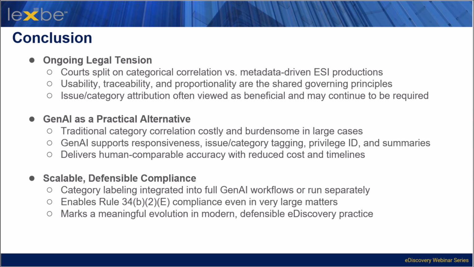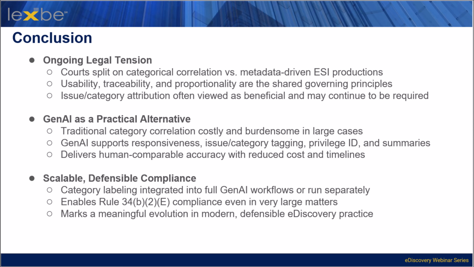the governing principles. The fact that review procedures can include these issue attributions, and that they can be helpful to the reviewing party, may encourage courts to continue to require them. Historically, producing parties faced a difficult choice when category correlations were required, as the cost can be substantial in document-intensive cases. The emergence of GenAI-based automated reviews introduces a new practical alternative.